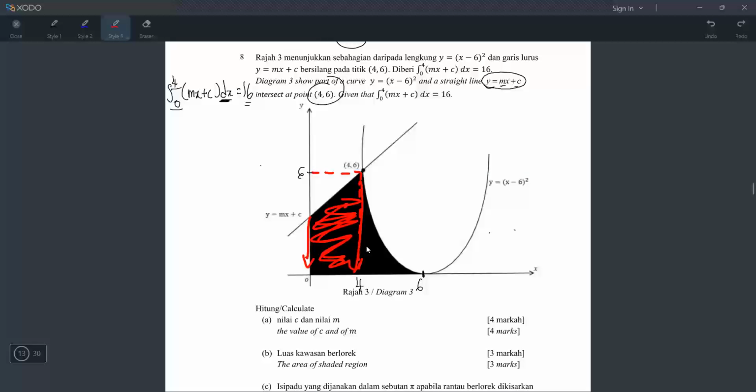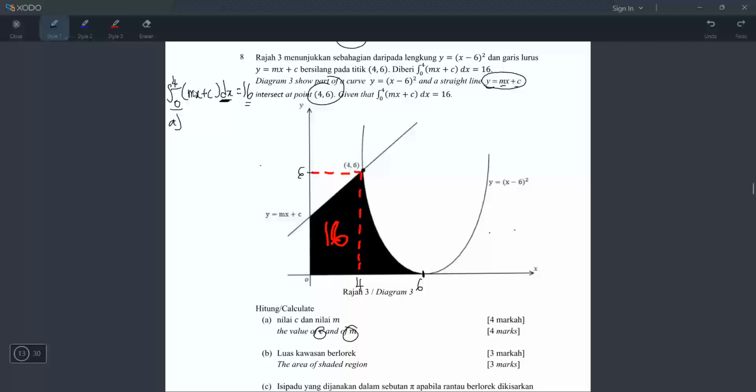So this shaded region that I'm shading now is the area they're talking about. This area is 16 units square, right? So now with this information, we can start to do A. A says: calculate the value of C and M. It means find using the straight line, right? So I think we can use this information here.